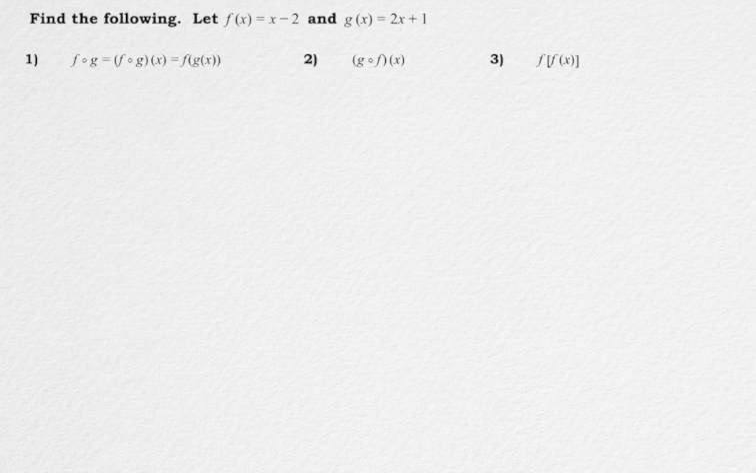It says find the following, and it says let f of x be this linear function x minus 2, and g of x is this also linear function 2x plus 1. So number one just looks really weird, but we're just trying to show you that we can write it three different ways. Sometimes you'll just see f of g like that, but that means the same thing as f of g of x. So there's just three different ways of writing a composition of functions.